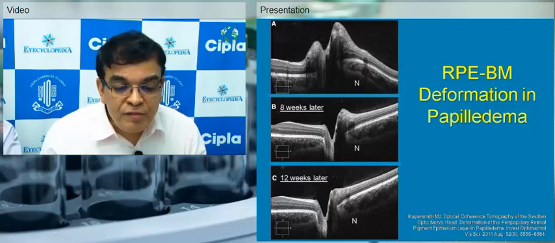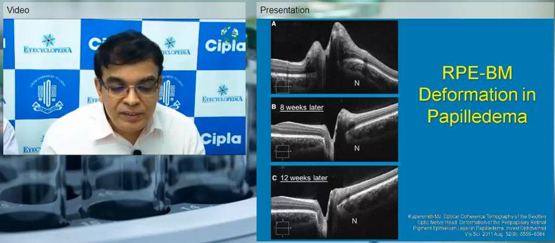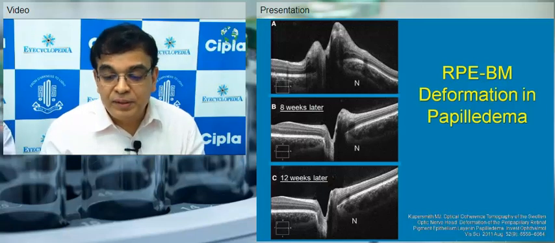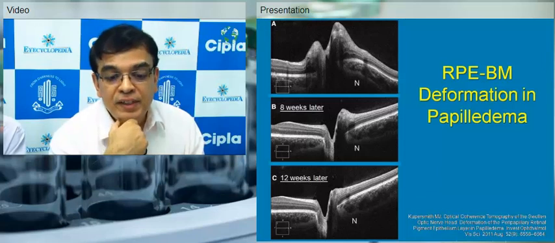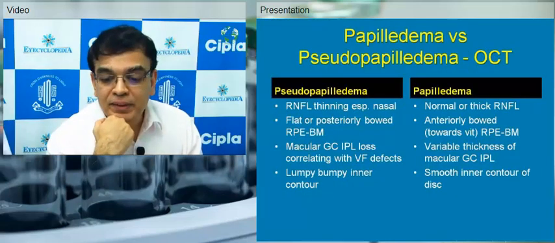And after treatment, at 8 weeks and 12 weeks, you can see how the RPE Bruch's membrane lining becomes absolutely horizontal. So you see this upward curve here, which slowly settles down as time goes by with the treatment. So this is actually a very useful way to follow up patients with papilledema.